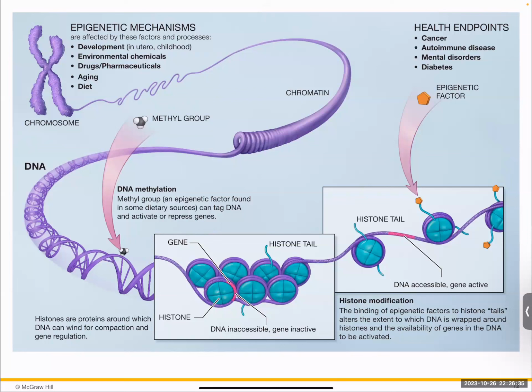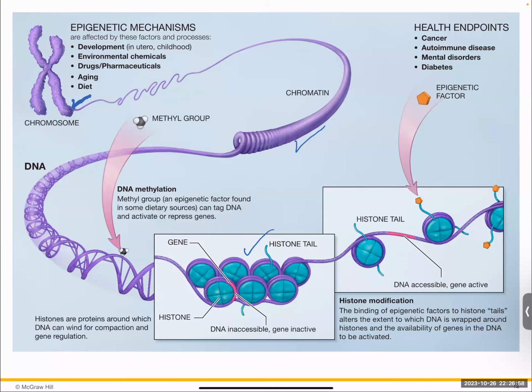Now, I wanted to show you this picture. I think it's really cool. Looking at the levels on the top, we have the chromosome. We have unraveling of the chromosome to form chromatin. And then lastly, if you open it up further, you will see your nucleosomes, which is basically DNA wrapped around the histones.